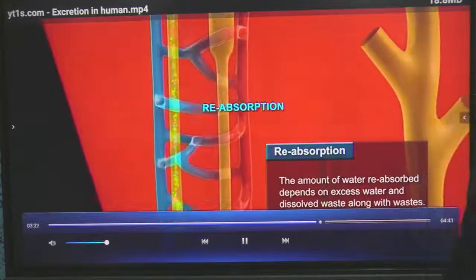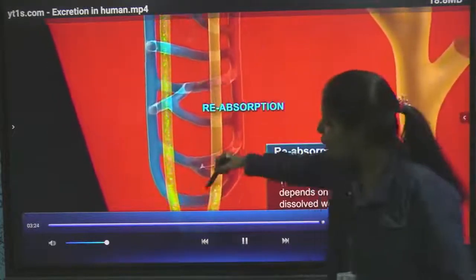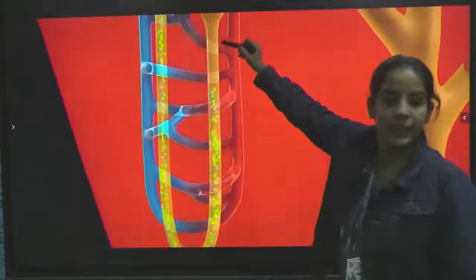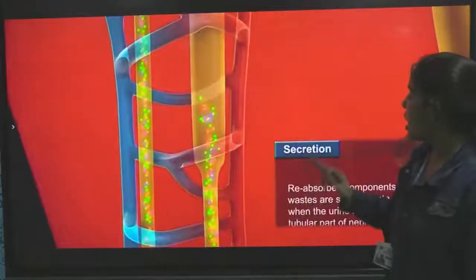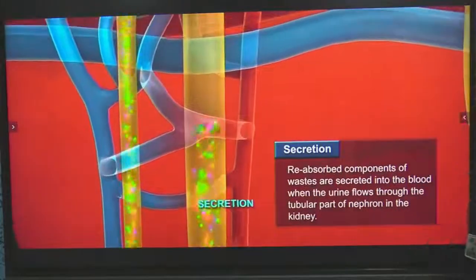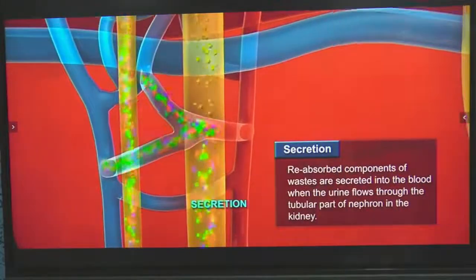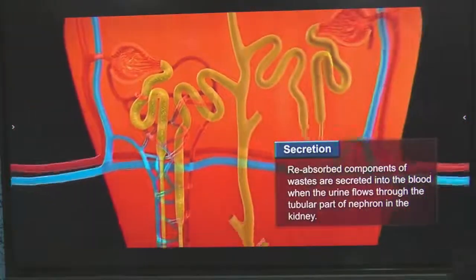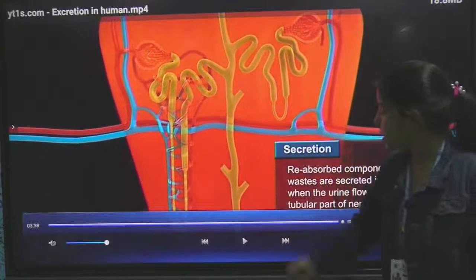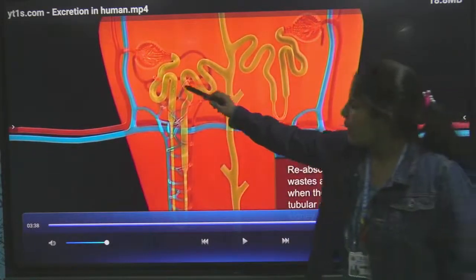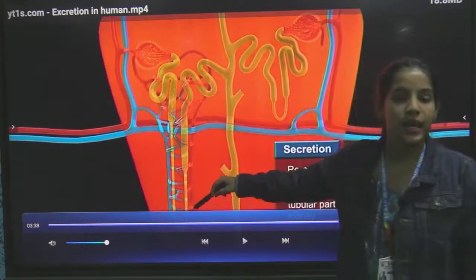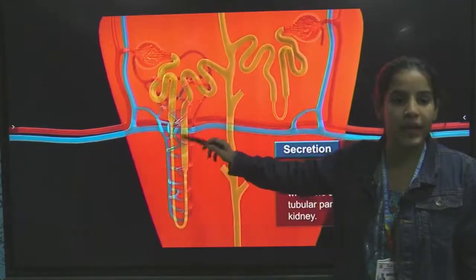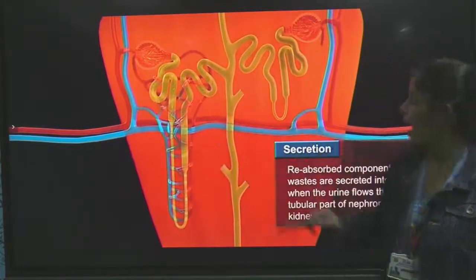Water and dissolved waste go through the loop of Henle and into the DCT, the distal convoluted tubule. Now, secretion: components of waste are secreted into the blood when the urine flows through the tubular part of the nephron in the kidney. So what happened here? All the useful substances in the filtrate get reabsorbed.